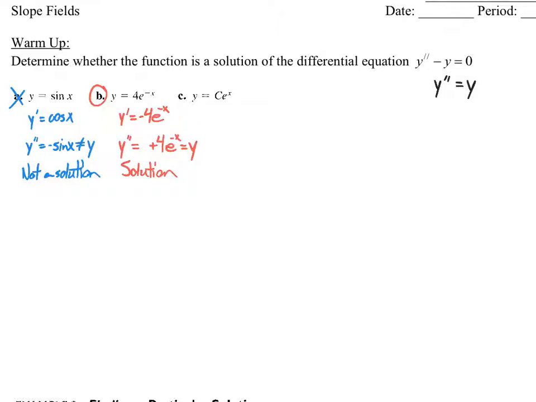Okay? And then we have to do the hard one here. C times e to the x. What's y prime? C times e to the x. And what's y double prime? C times e to the x. Yeah, okay, so that does equal y, so this is also a solution.